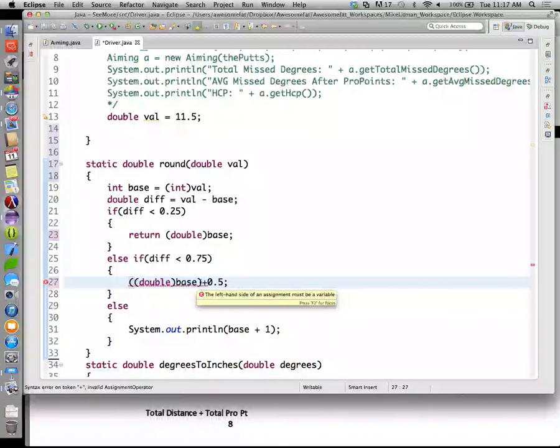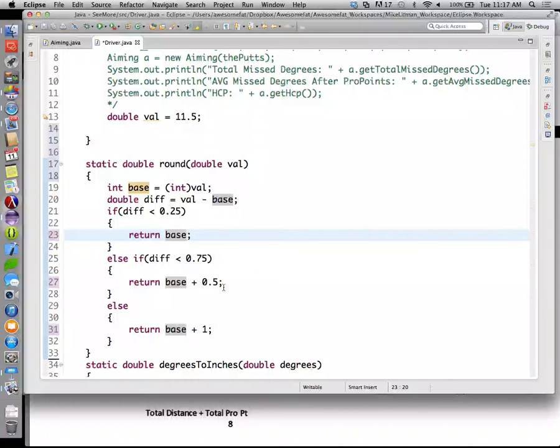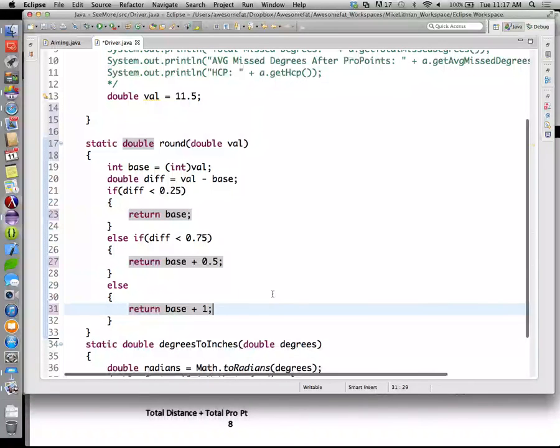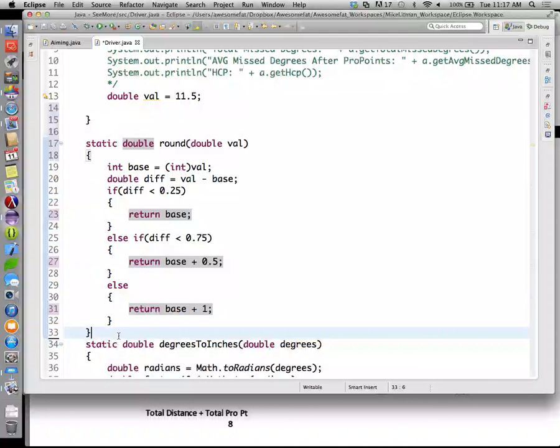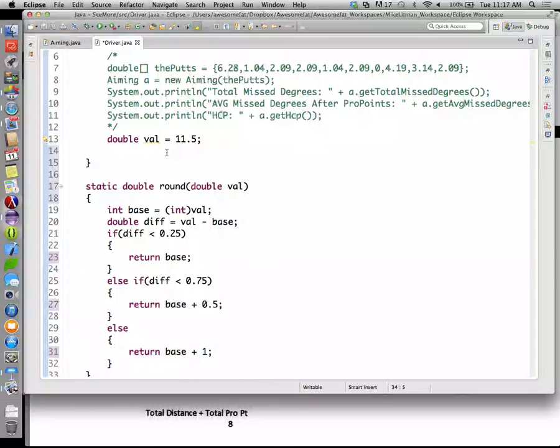You can hit return. Type return. Oh, thank you. Else. And actually, we could just say base here. We don't need to convert that. I think we could just say base here as well. Okay, so there's our little round function.